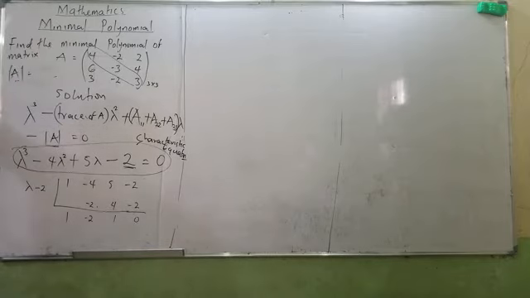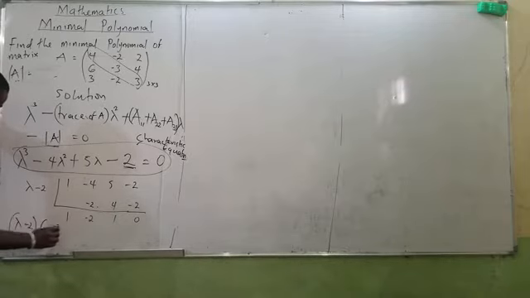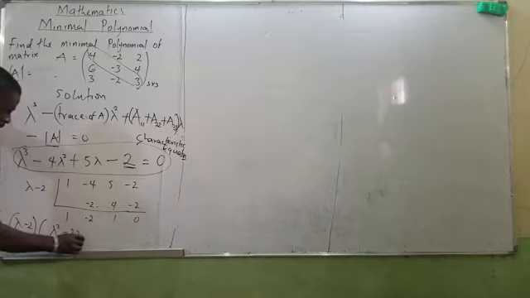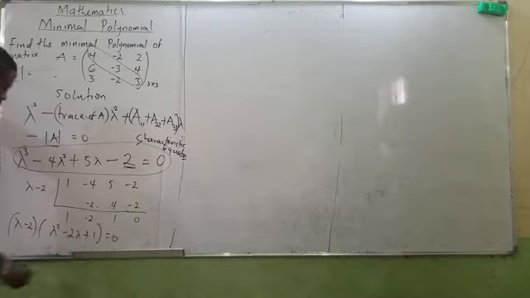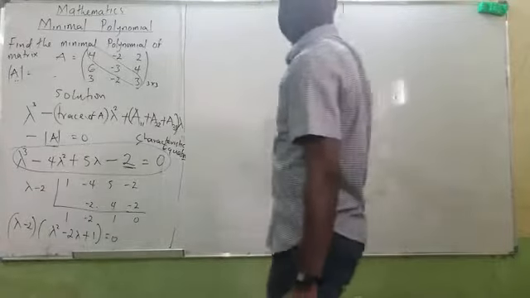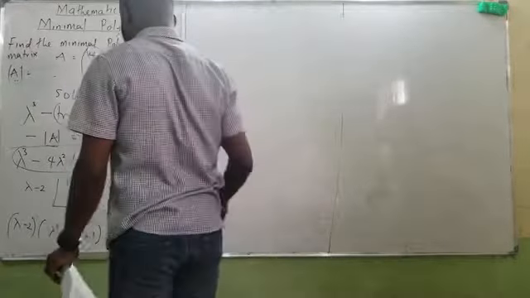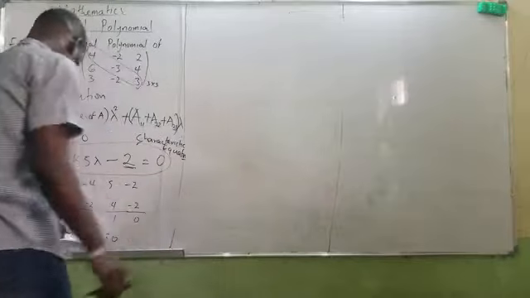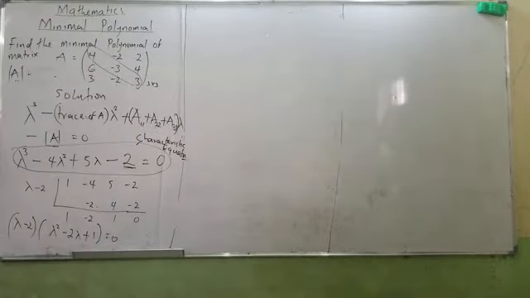Now, which satisfies? It means lambda minus 2, lambda squared minus 2 lambda plus 1 equals to 0. Now, I can factorize this also. If I factorize that, this is going to be 1, 1, 1. What can I multiply to get 1? I think this should be plus 1.